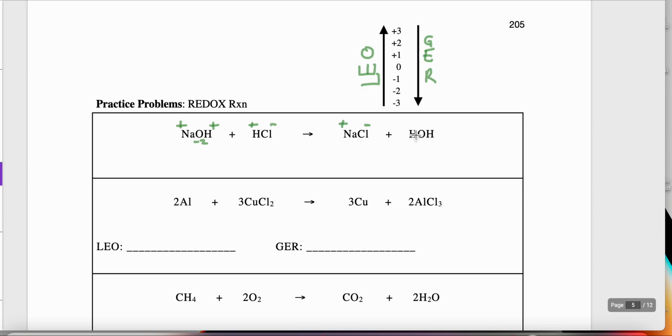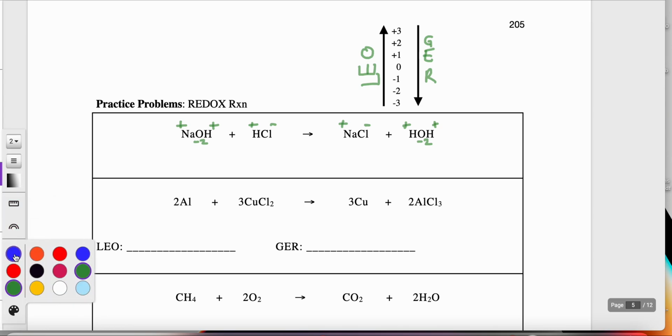I see the formula HOH. I have H's. Both are bonded to a nonmetal, so I assign them each a +1, and the O needs to supply enough charge to cancel them out, so a -2. So I have taken a look at this. I have assigned oxidation numbers. Now I need to do my analysis here.